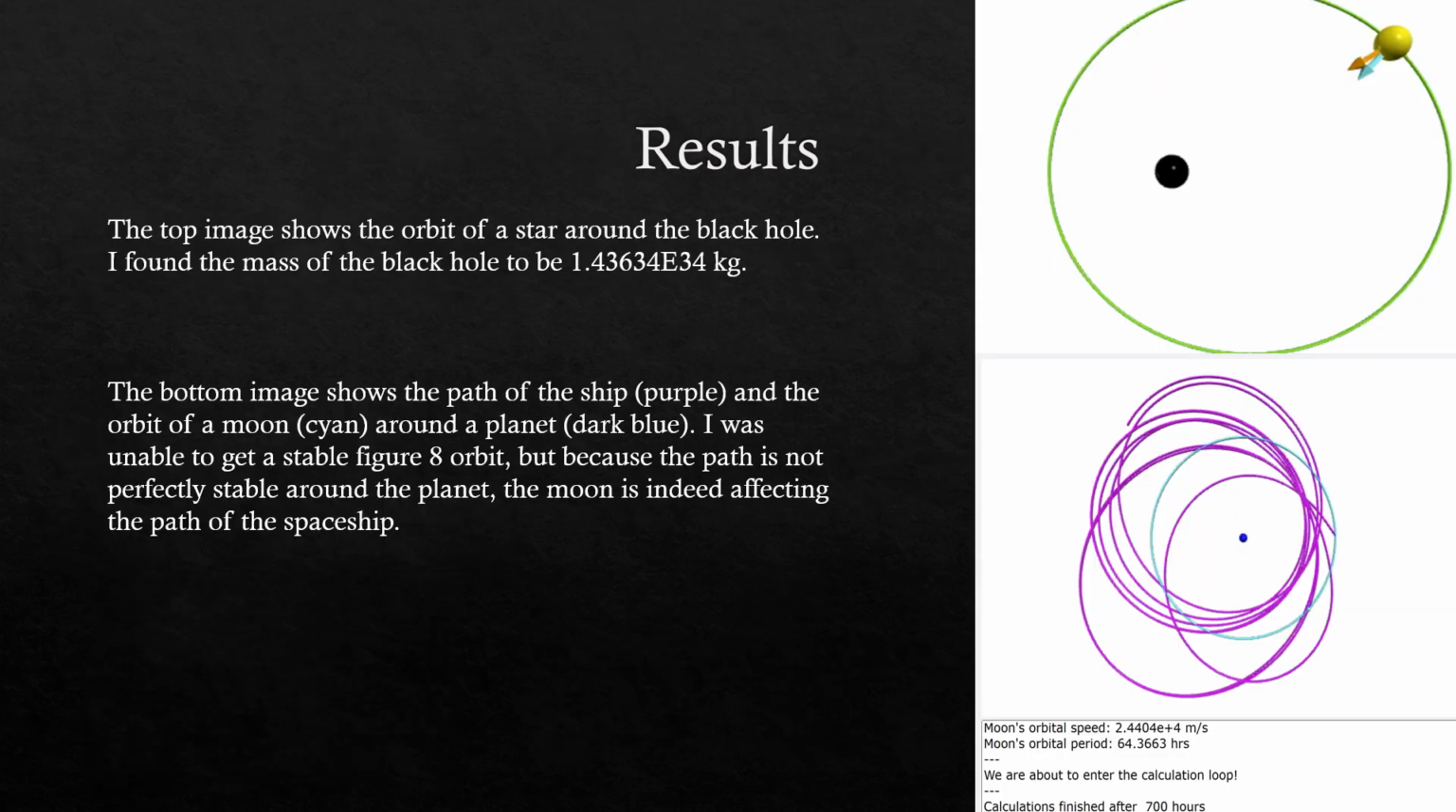These are our results. The top shows the orbit of the star around the black hole and the fact that we found the mass of the black hole to be 1.4 times 10 to the 34th power kilograms. And the bottom image shows the path of the ship in purple and the orbit of the moon in cyan around the dark blue planet. I was unable to get the figure 8 as I mentioned before, but the path is being affected by the gravitation of both the moon and the planet, noted by its drifting pattern.